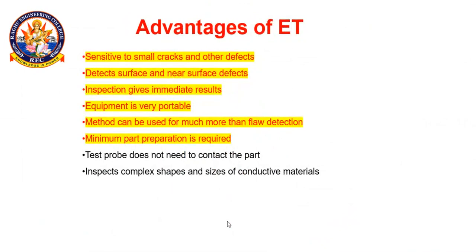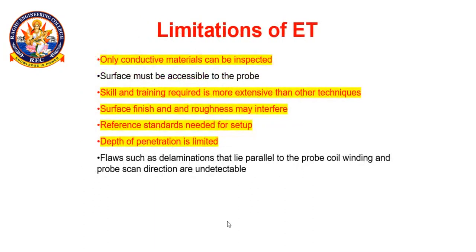Advantages: sensitive to small cracks and other defects, surface or near-surface defects. Inspection gives immediate results. Equipment is very portable. Methods can be used for much more than flaw detection, with minimum part preparation. And only conductive materials can be inspected.